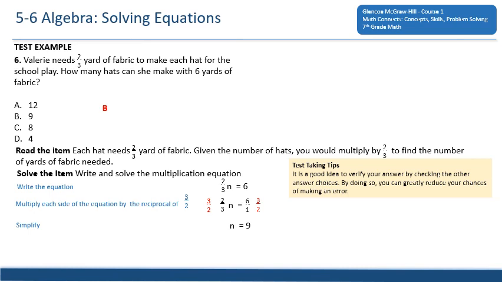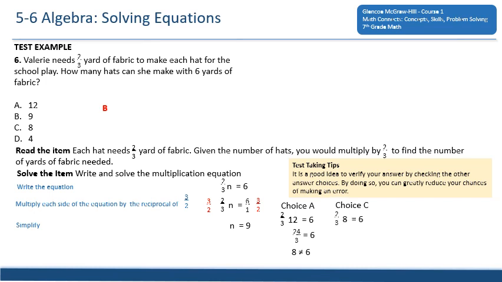And it's a good idea to verify your answer by checking the other answer choices. By doing so, you can greatly reduce your chances of making an error. So you could do that by plugging in 12 for n and 8 for n and 4 for n to see if that equals 6. So 2/3 times 12 equals 6? 24/3 equals 8, which does not equal 6. 24 divided by 3 does not equal 6.